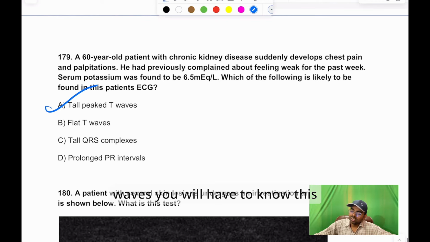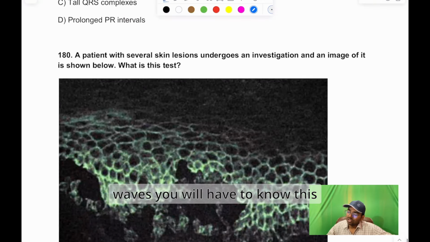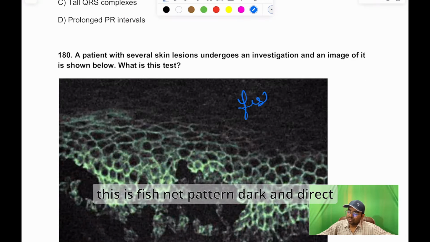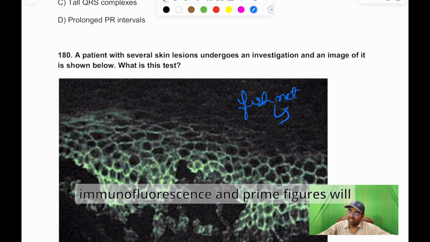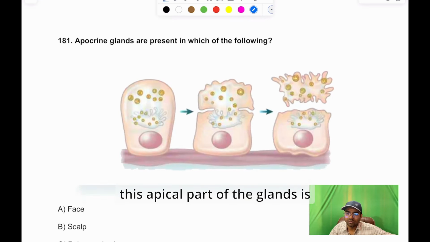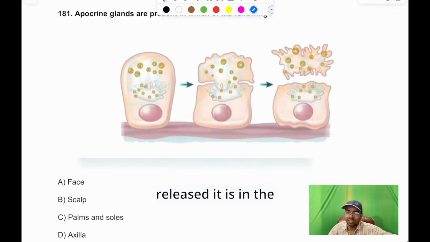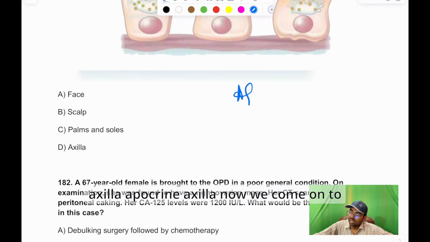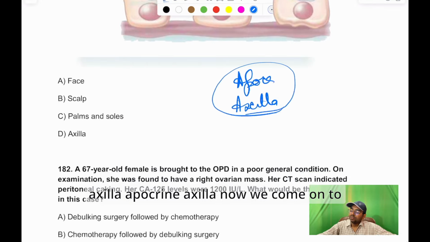Now again tall peaked T waves, you will have to know this. This is the fishnet pattern on direct immunofluorescence in pemphigus vulgaris. Apocrine: see, where the apical part of the glands is released more, it is in the axilla, apocrine, axilla. Now we come on to 182.